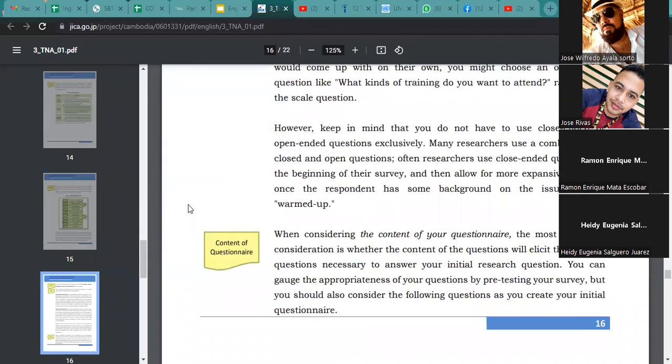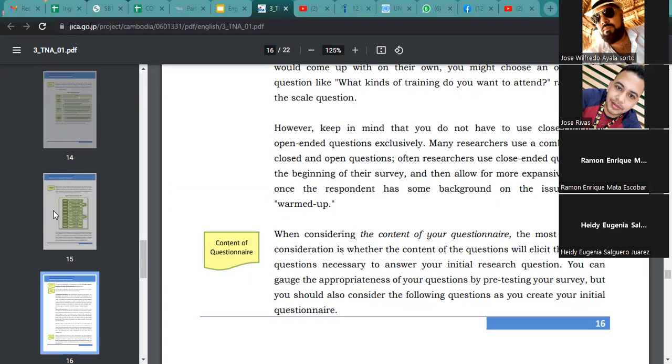Okay, the other two paragraphs. Jose Rivas. Okay. However, keep in mind that you do not have to use only closed-ended or open-ended questions. Often, the researchers use closed-ended questions at the beginning of the survey, and then allow for more expansive answers once the respondent has some background on the issue and a warm up.